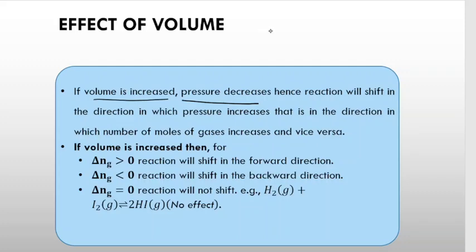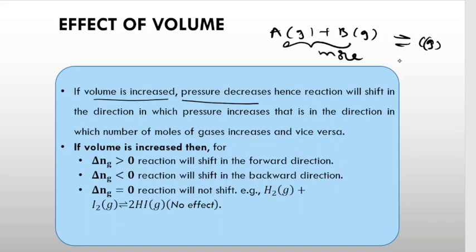let us take the reaction A of gas plus B of gas gives rise to C of gas. In this reaction, the number of gaseous moles are more on the left hand side and less on the right hand side. That means pressure is less on the right hand side and more on the left hand side. So, suppose if I take the forward reaction, more pressure is converting into the less pressure. That means the pressure is decreasing.